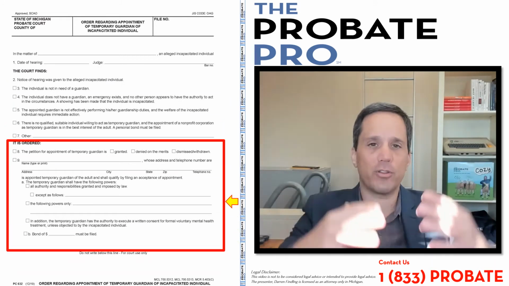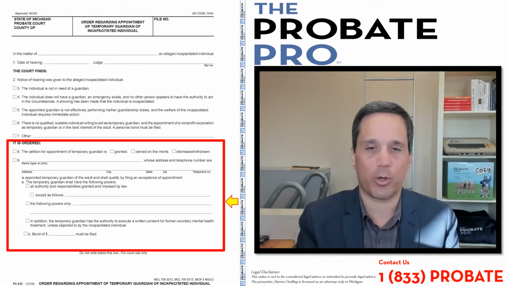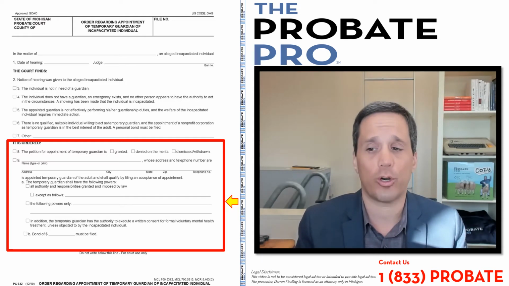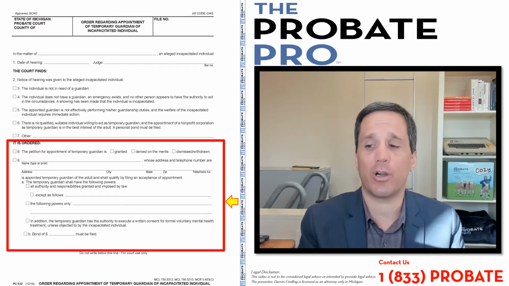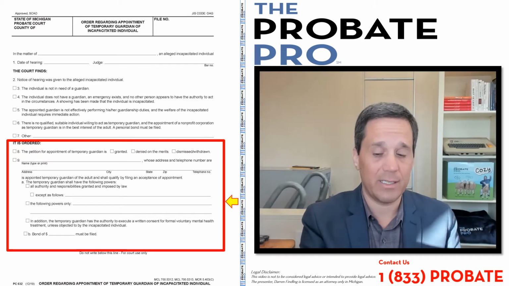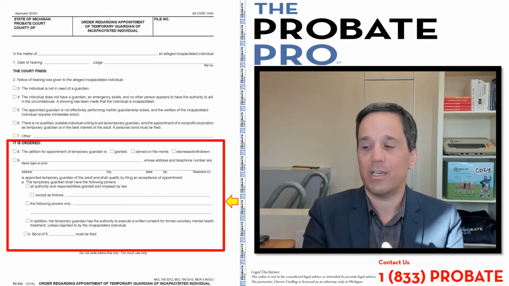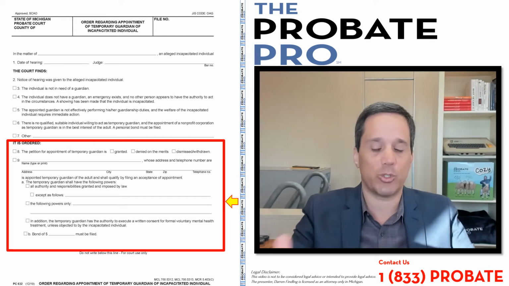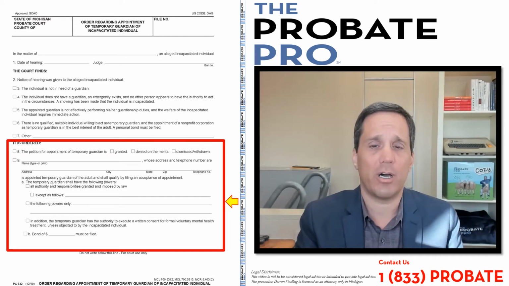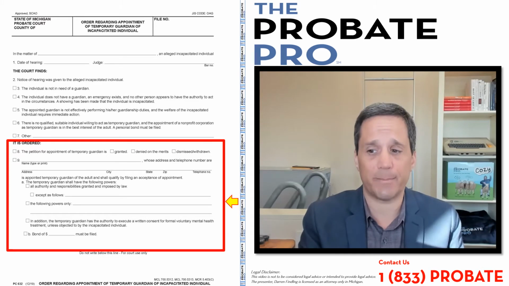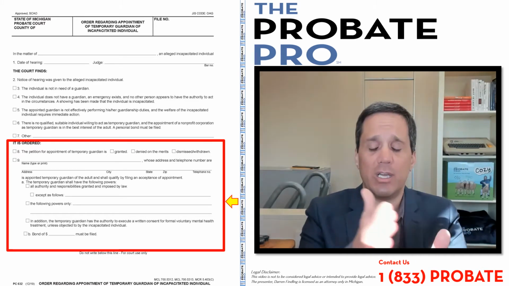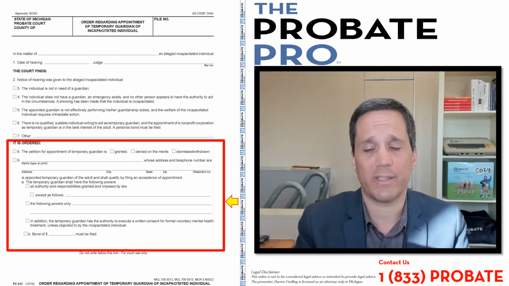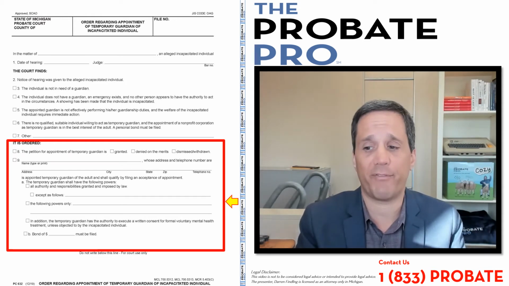As you move further down the document, this is the order of the court. So after the findings, the court is now going to enter an order. Section 8 provides that the petition for temporary guardianship is granted, denied on the merits, or dismissed and withdrawn, meaning it's withdrawn by the petitioner or dismissed for some reason. Maybe the person has passed away between the petition and the entry of the order. This happens, sadly, quite often.